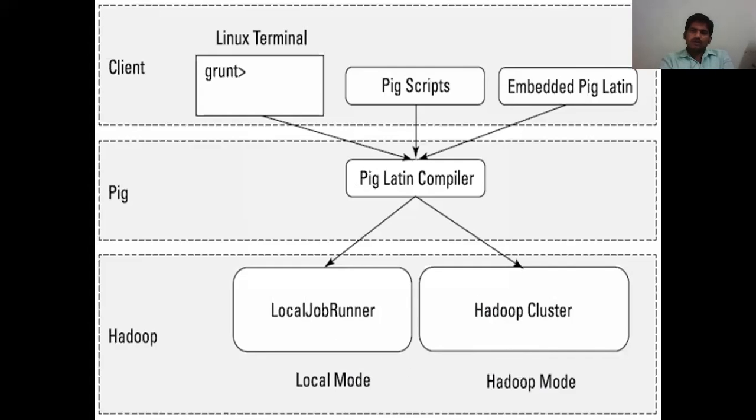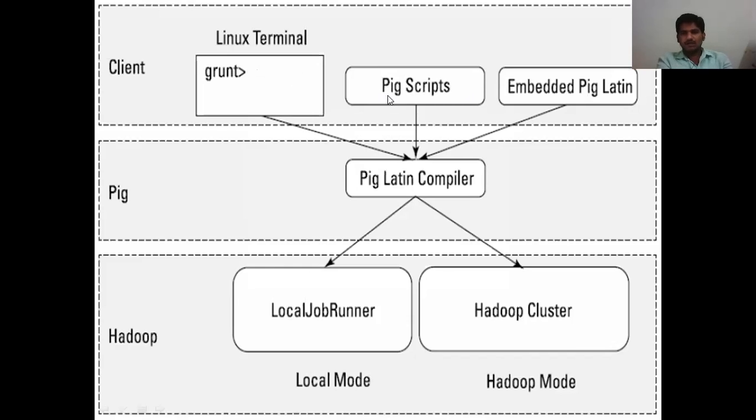In local mode, we store and retrieve the data from the local system itself. There is no need of Hadoop here directly. But what is the use of running local mode? Simply for testing purposes we use local mode. In Hadoop mode we perform the complete operations. In the Grunt shell, the grunt greater than symbol is ready to accept the Pig Latin statements one after another, as we want.